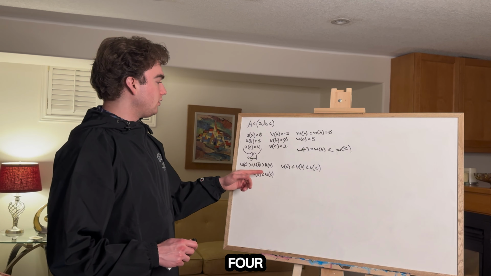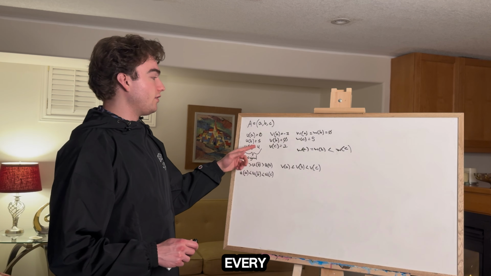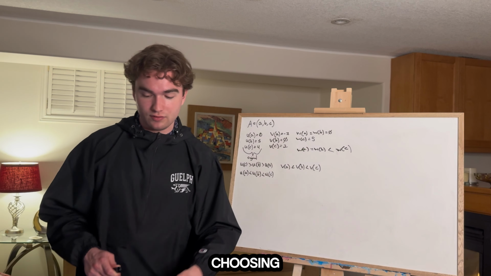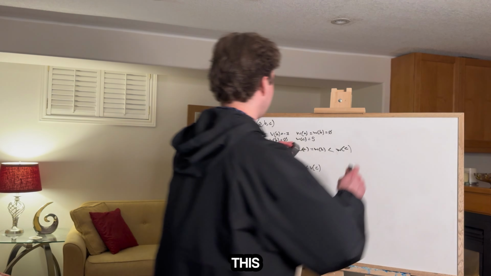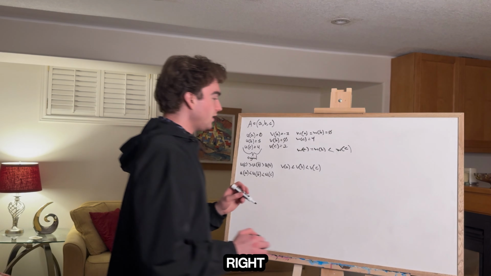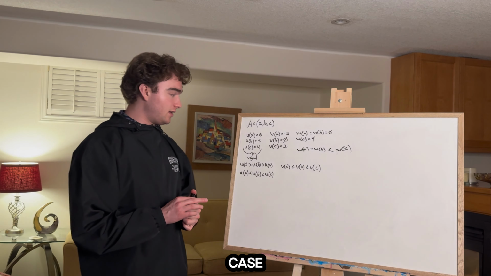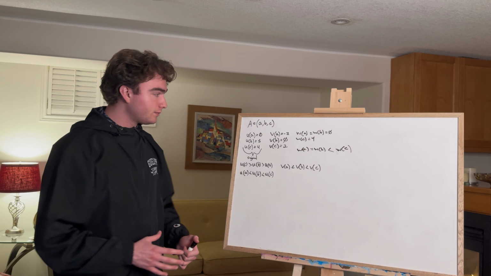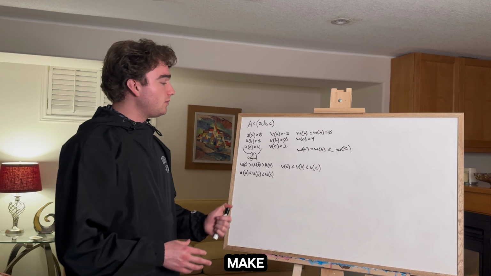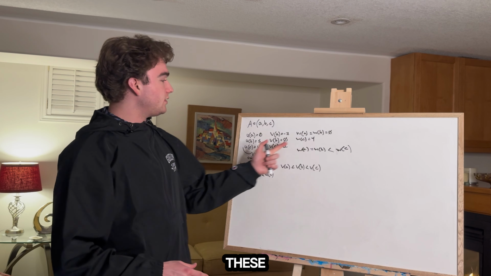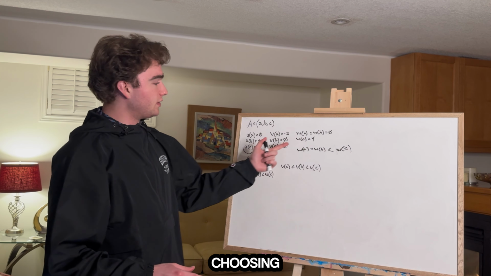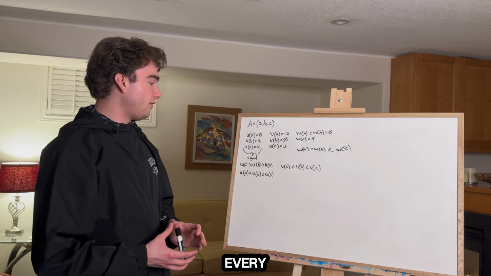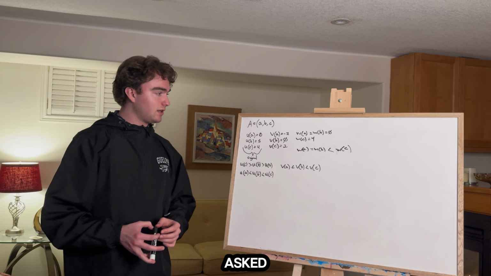And maybe if you had a bit more knowledge on game theory, you'd be like, well, in this case, you're choosing 4 every time. So let's say it looks like this, right? And then in that case, well, although you'd be wrong, you'd perhaps make the argument that these two are more similar because you're choosing W of C or U of C every single time, but that's not what you're being asked.